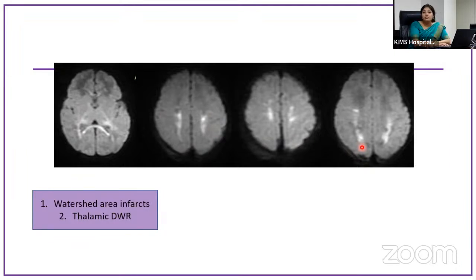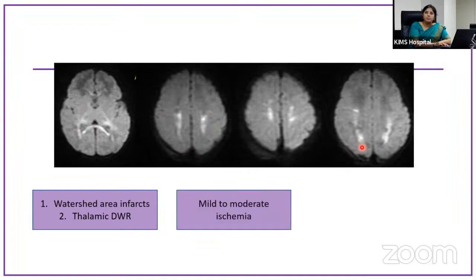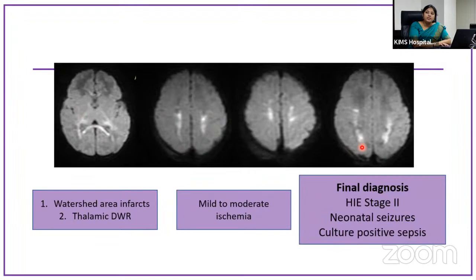So watershed area infarcts usually are indicative of an acute deficiency in the blood supply to the brain. Thalamic involvement is usually indicative of a hypoxic ischemic injury. So there was mild to moderate ischemia which had happened for this child, and the final diagnosis was again HIE stage 2 with neonatal seizures and culture positive sepsis.